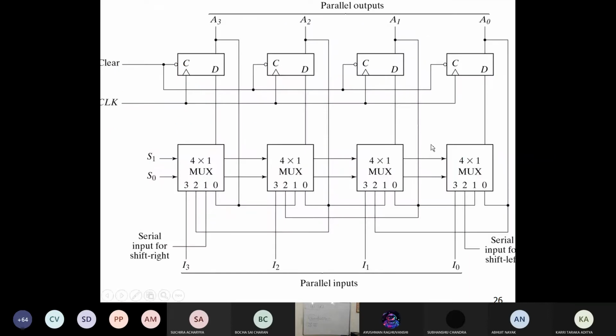What is this thing? We will try to analyze. That's much easier. Before reading what the universal shift register is, I am showing the universal shift register block diagram itself. So from the block diagram we can analyze easily.